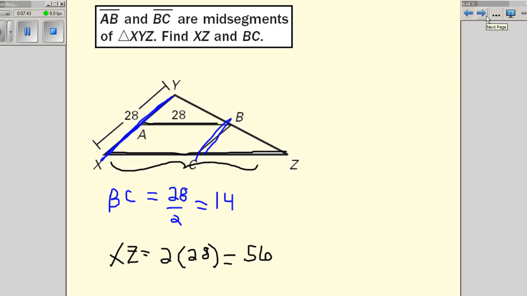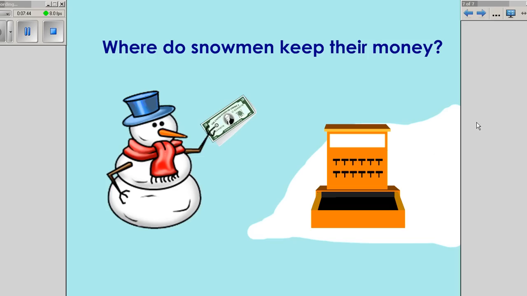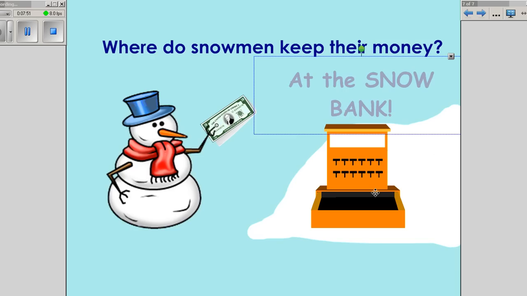So it's time for our joke. And the joke is, where do snowmen keep their money? They keep their money at the snowbank.